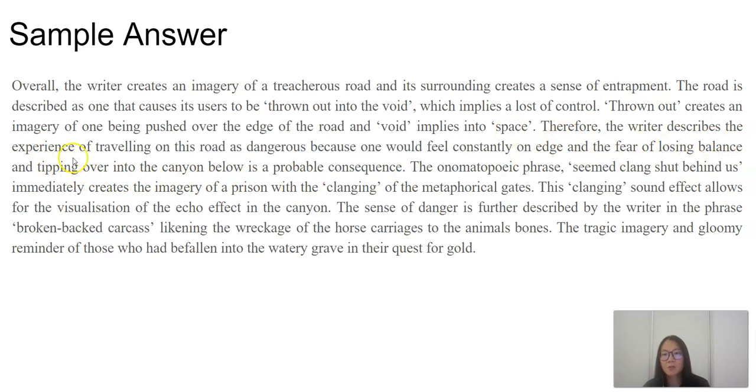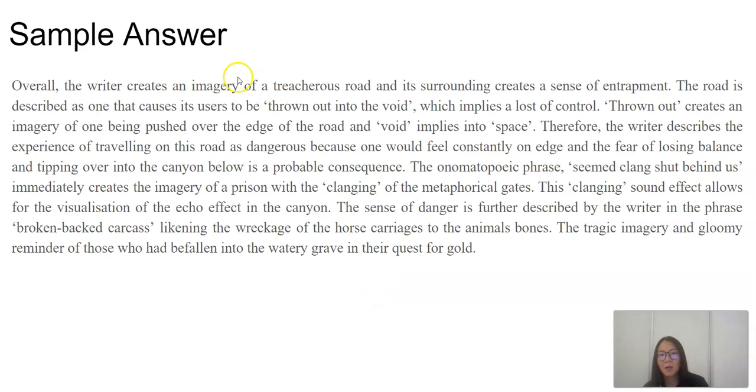Therefore, the writer describes the experience of traveling on this road as dangerous because one would feel constantly on edge, and the fear of losing balance and tipping over into the canyon below is a probable consequence. Right, so that's for the first phrase. The next, the onomatopoeic phrase "seem clang sharp behind us", immediately creates the imagery of a prison with the clanging of the metaphorical gates. This clanging sound effect allows for the visualization of the echo effect in the canyon. The sense of danger is further described in the phrase "broken backed carcass", likening the wreckage of the horse carriages to animal bones. The tragic imagery is a gloomy reminder of those who had befallen into the watery grave in their quest for gold.